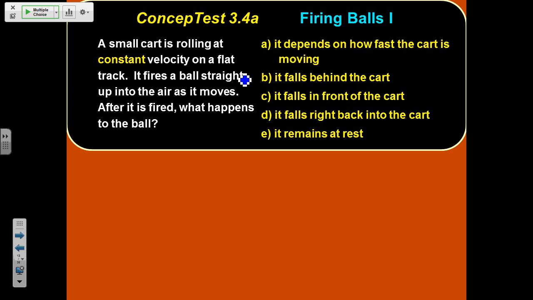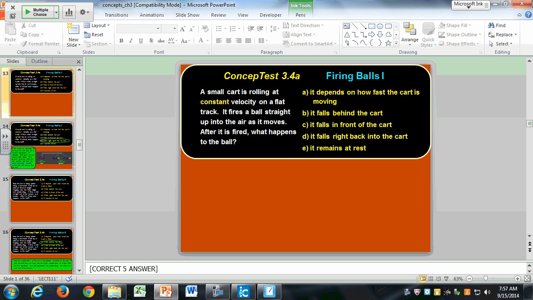And we'll get to this. We're going to do projectile motion next time.